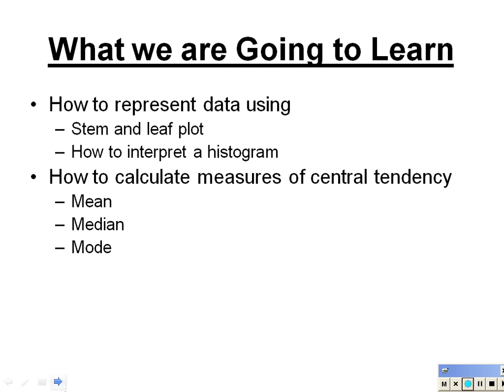So what we're going to learn in this lesson is how to represent our data using a stem and leaf plot and how to interpret a histogram. And then finally we'll look at measures of central tendency. What that means is what number best represents an average amount. So there's 3 ways you can find that. It's with a mean, a median, or a mode.